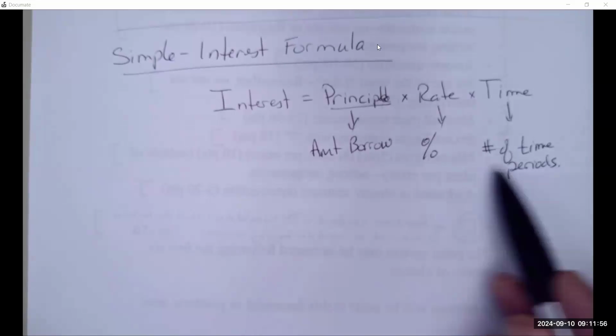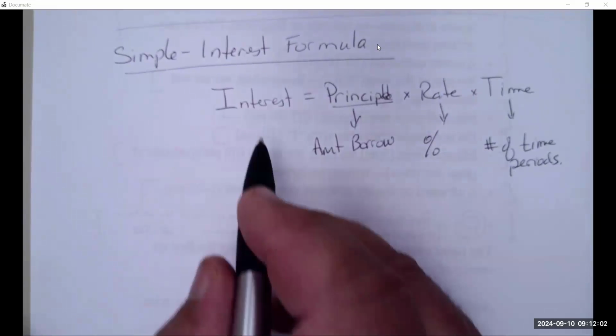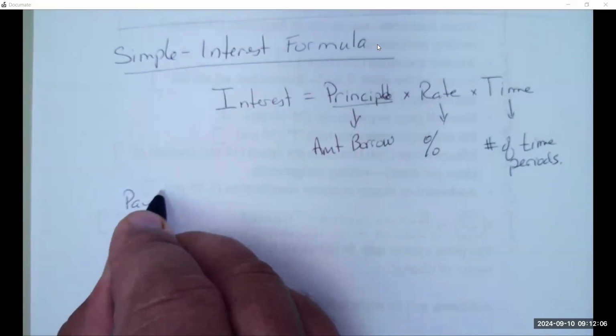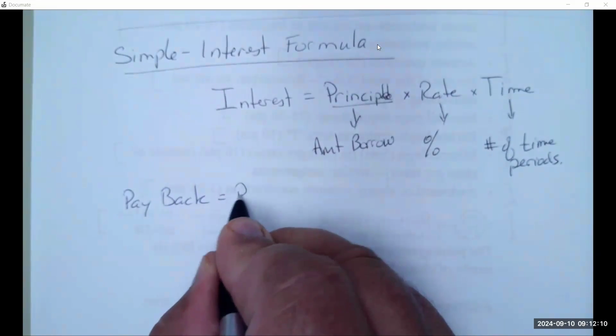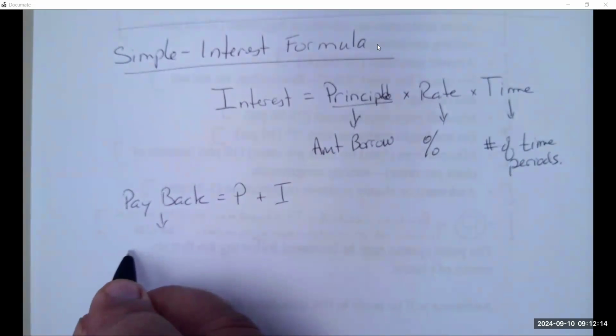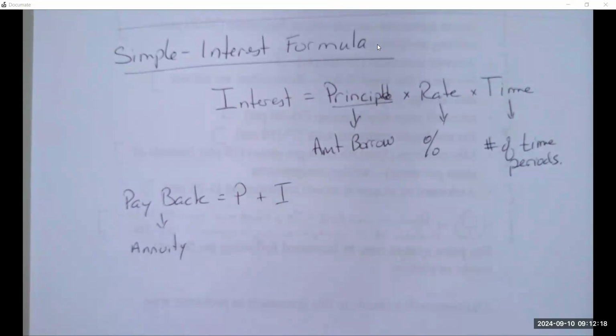Use them as last amount possible. But anyway, putting these all together will tell you how much money you owe above what you borrowed. So this is just the interest. What you pay back is the principal plus interest. We call this the annuity. The annuity is what that note is worth.